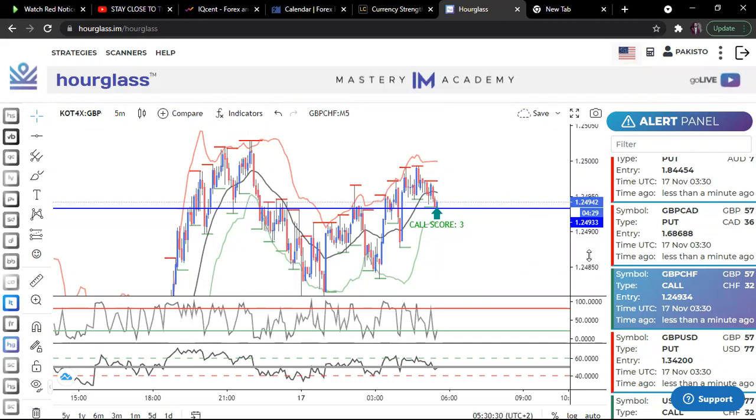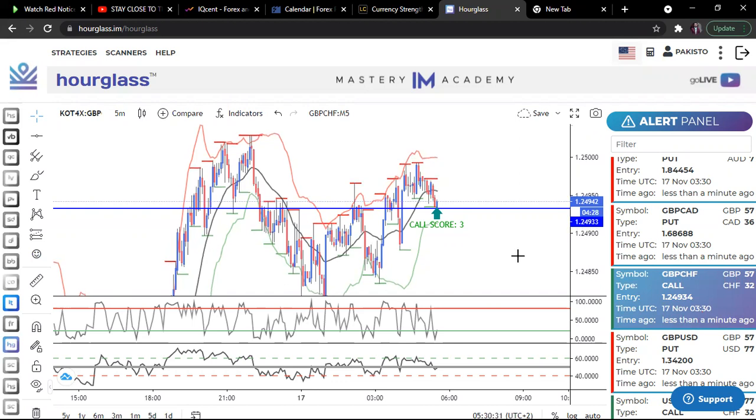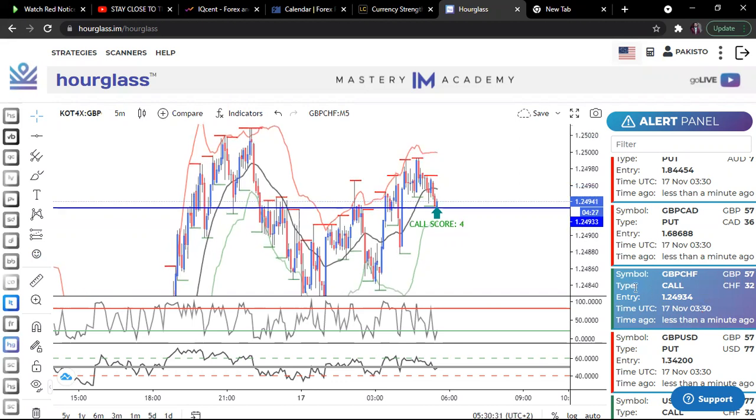Look at that massive reversal on GBP CHF. Who's in with me on GBP CHF for that massive push to the upside, right? That is our first trade. Boom. Deep profits, ladies and gentlemen. Hopefully you guys are in with me on this trade.